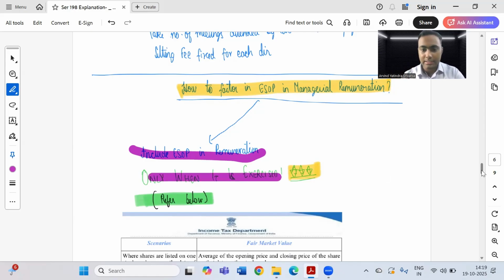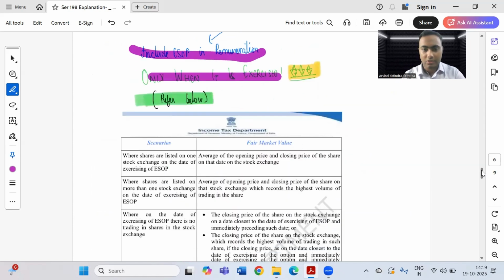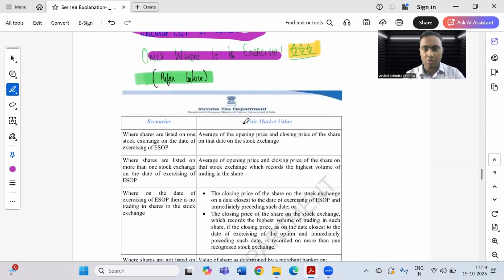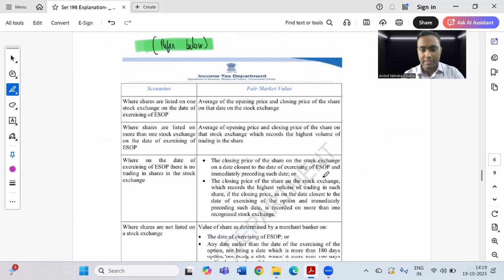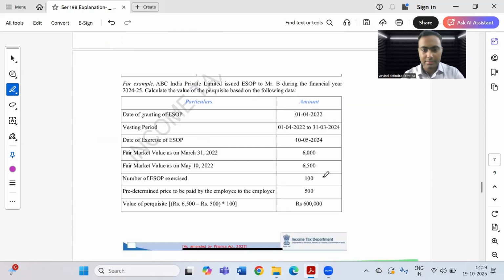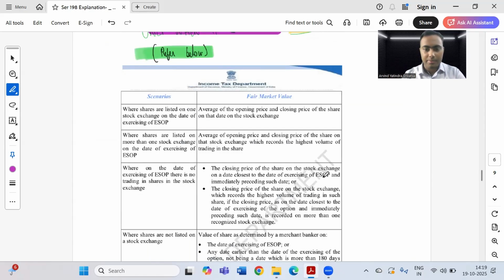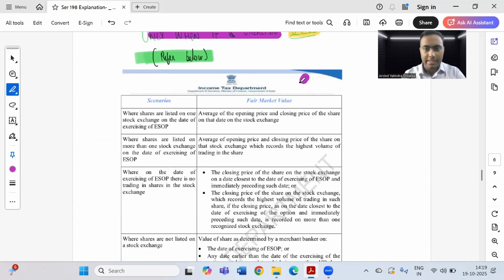We've also discussed an example here. We've taken this right from the income tax website. So basically, what is it saying? How do we compute this? To give you in simple terms, my computation, if I have to give you a perspective, I have to take the fair market value.